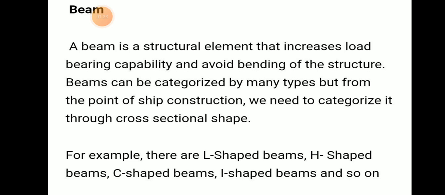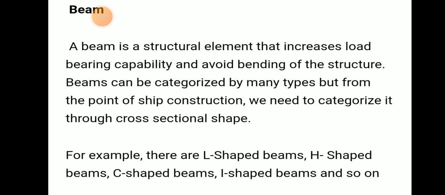So a beam is a structural element that increases load bearing capacity and avoids bending of the structure. It has load bearing capacity so it can withstand heavy load, so it will avoid bending of the structure. And these are categorized into different types from the point of view of ship construction.